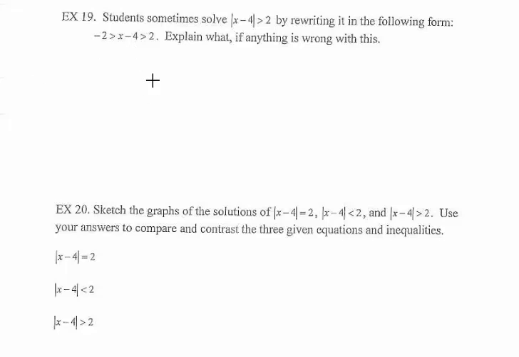Example 19, really just a question. What's wrong with the way this problem's written? And what we'll do is we'll just take this inequality and solve it the way we have in the previous few examples. We start out with a greater than symbol, and the absolute value is already by itself, and so what we have is two inequalities.